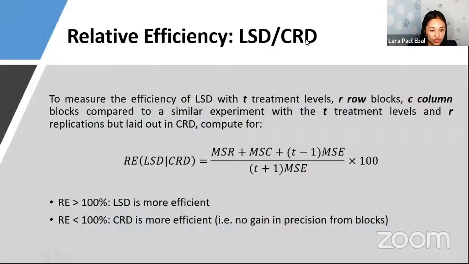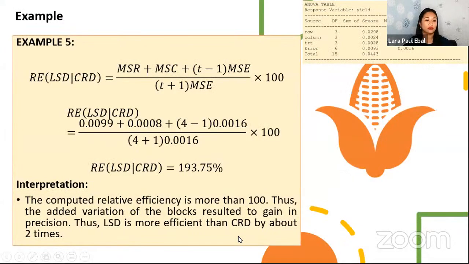Now, to check the efficiency or the relative efficiency of this LSD over the CRD, we have this formula. And then, ganun pa din. If it's greater than 100%, then we can say that LSD is more efficient. And if we have this value less than 100%, then we can say that CRD is more efficient. Okay? And then, just to continue, given this formula, we have this ANOVA output. So we just plug in the values.